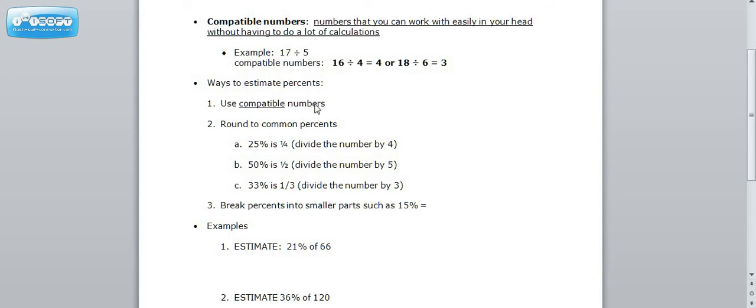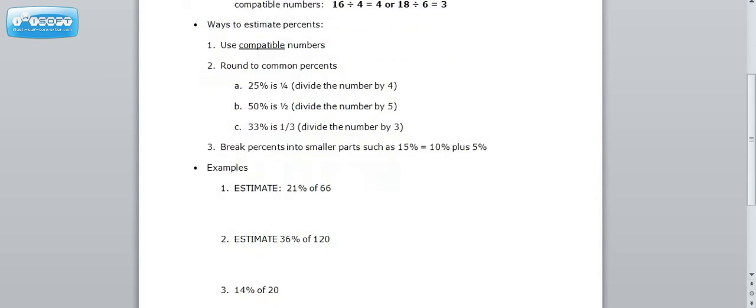So we can use compatible numbers to estimate a percent. We can round to a common percent in order to estimate a percent, or we can break percents into smaller parts, such as 15% is simply 10% of something plus 5% of something. And the reason why I picked that is because we typically tip our servers 15%. So it's very easy to calculate 10% of something and then half that and tack it back on to get that whole 15%. And we'll work some examples of that when we get to the applications lesson of percents.